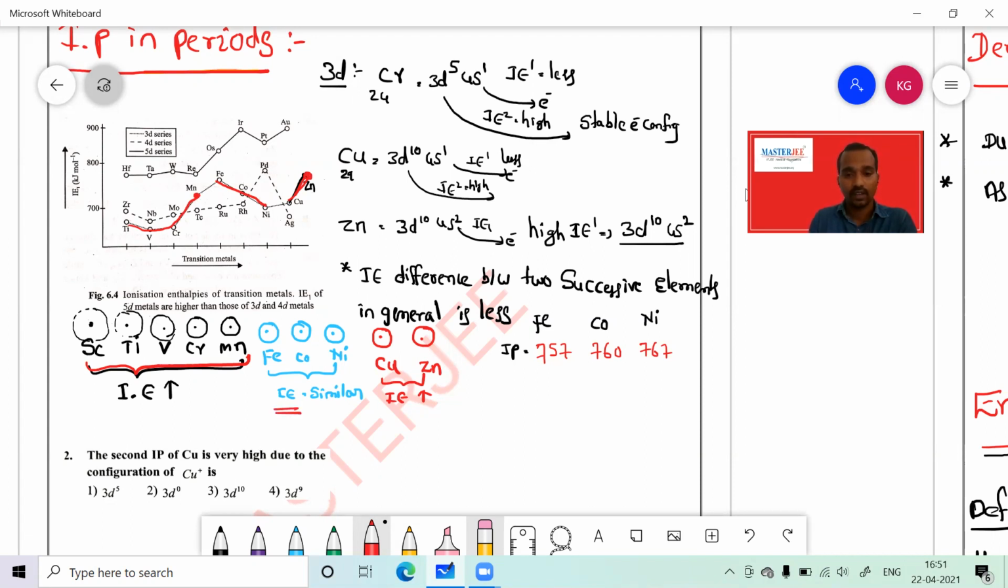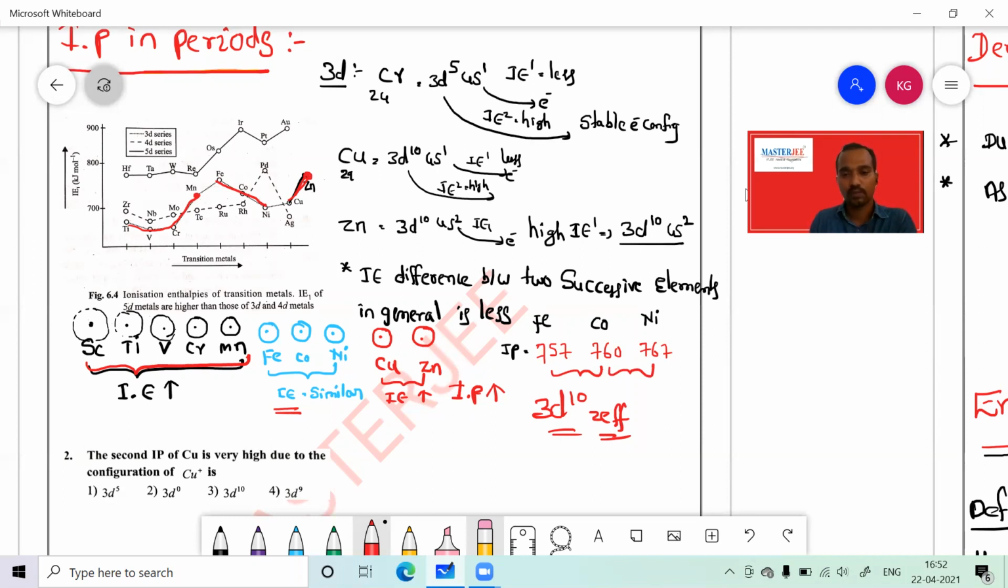And then copper to zinc, if you see, in the case of zinc, again the ionization potential values increase. Why do they increase here? Again because of the 3d10 configuration and effective nuclear charge. Due to effective nuclear charge and 3d10 configuration, zinc is exhibiting the highest ionization potential values. Here is another trend you have to see: between successive elements, the difference in the ionization potential values will be nearly the same.